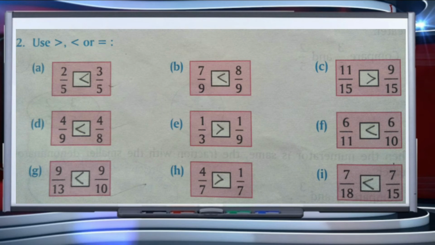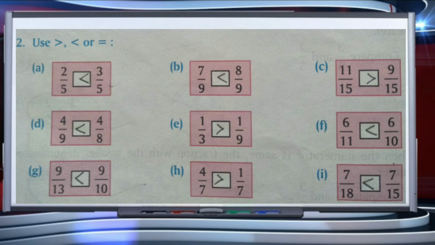G part is we are having 9 by 13, 9 by 10. When the numerator is the same, the fraction with smaller denominator is greater. Smaller denominator is 10. That means 9 by 10 is greater than 9 by 13.